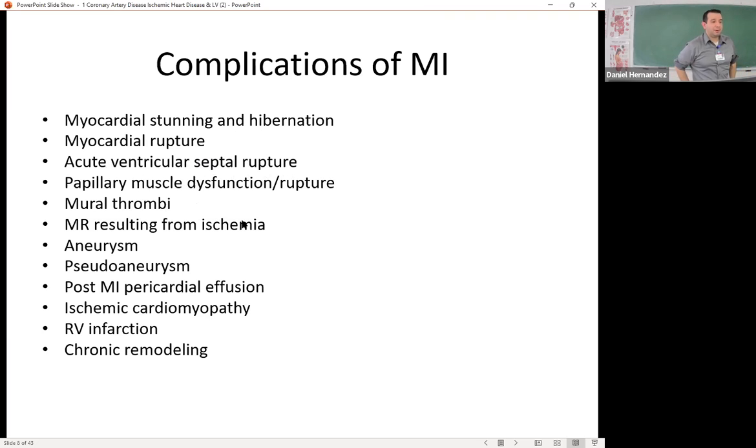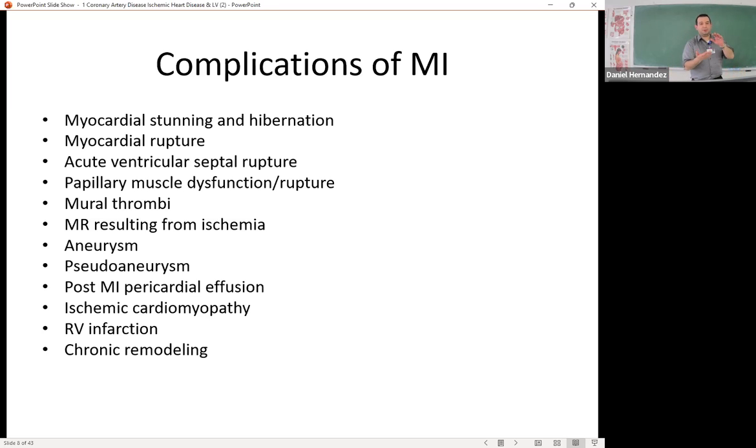Patients could have papillary muscle dysfunction or papillary muscle rupture. Those papillary muscles are also fed by the coronary arteries. So a popular registry question would be: which papillary muscle, and we're talking about the left ventricle here, is more prone to rupture? The answer is going to be the posteromedial papillary muscle, because it's only supplied by one coronary artery. It's only supplied by the right coronary artery.